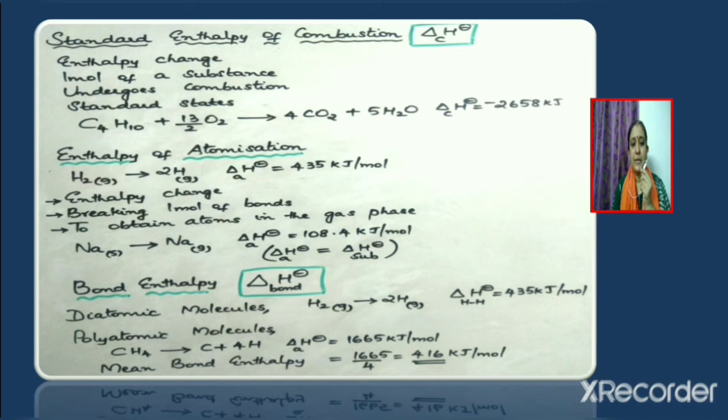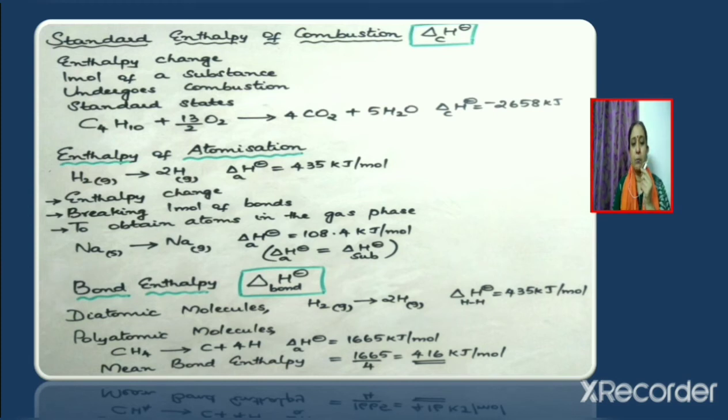Now consider sodium solid giving sodium gas. The enthalpy of atomization is given as 108.4 kJ/mol. Here sodium changes from solid state to gaseous state. So it actually undergoes sublimation. So in the case of sodium, enthalpy of atomization is the same as enthalpy of sublimation.